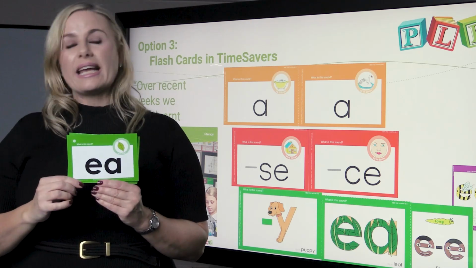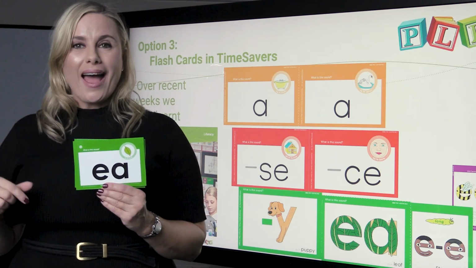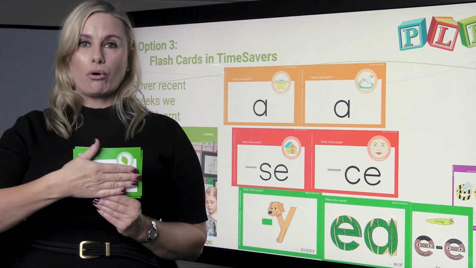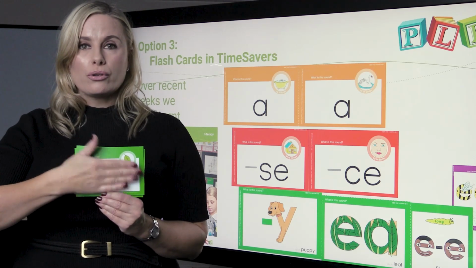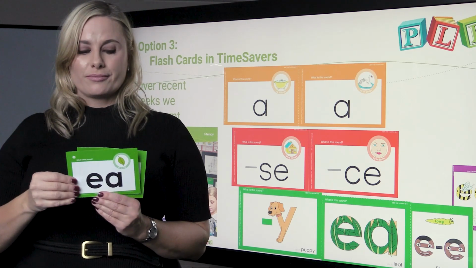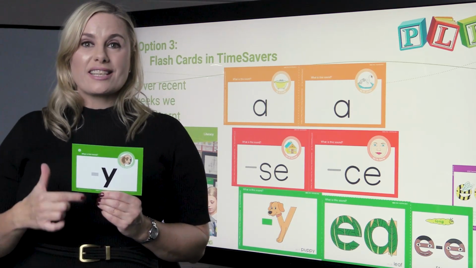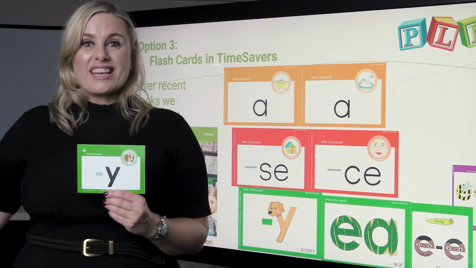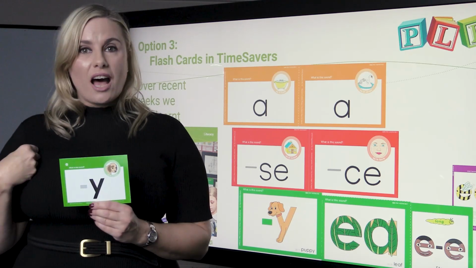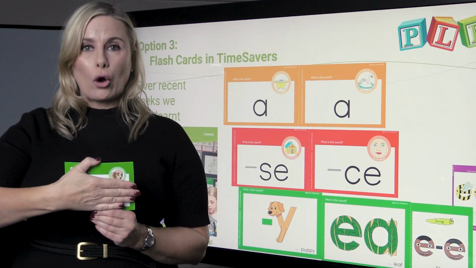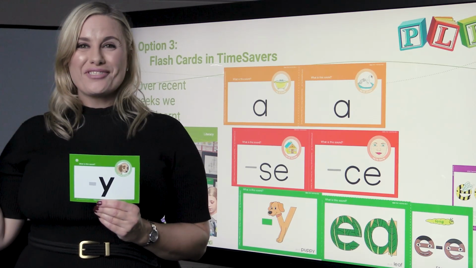We've also learnt that E can be represented by E and A, as in leaf. Sound and write E of leaf on your whiteboard. Go. Check. And finally, we have learnt that the consonant letter Y can also make the E sound at the end of a word. Sound and write E of puppy on your board. Go. Check.